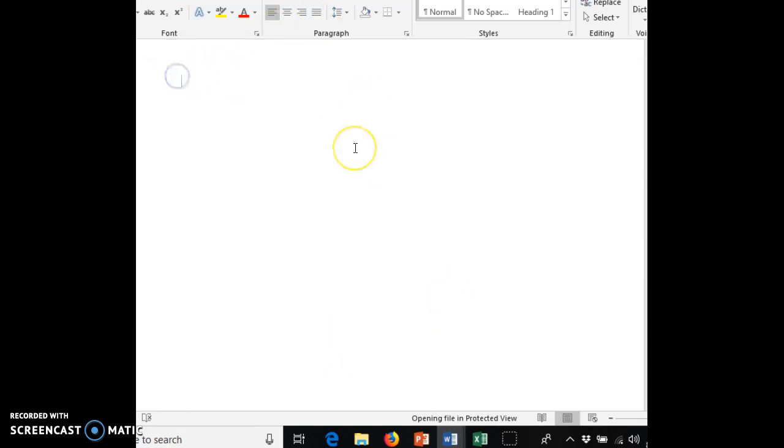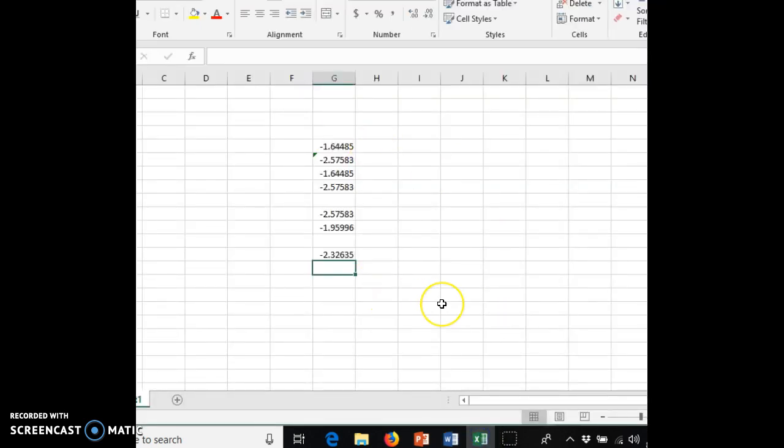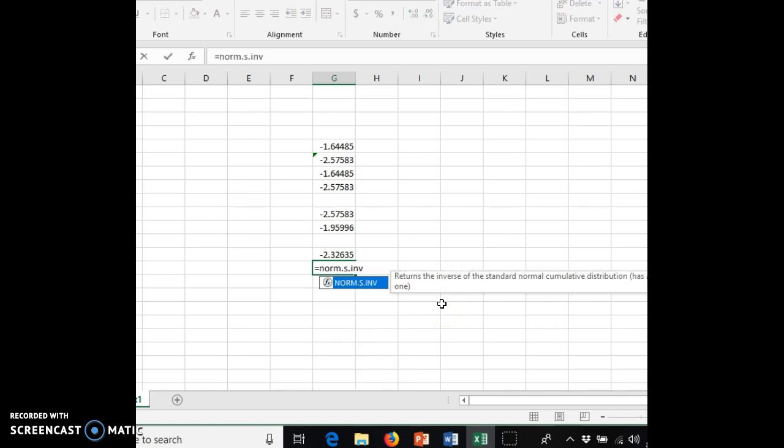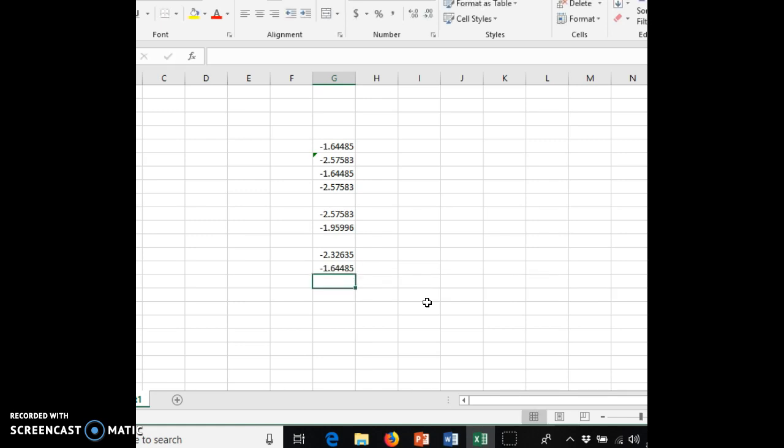All right, so we'll have N equals. For 90% confidence, Z is 1.645 if we've memorized it, but if you've not memorized it, we'll just enter norm.s.inv. Okay, 90%, we subtract 1 minus 0.9 and we get 0.10. Divide by 2, that's 0.05 that we're going to put into here. And notice that gives us negative 1.645.